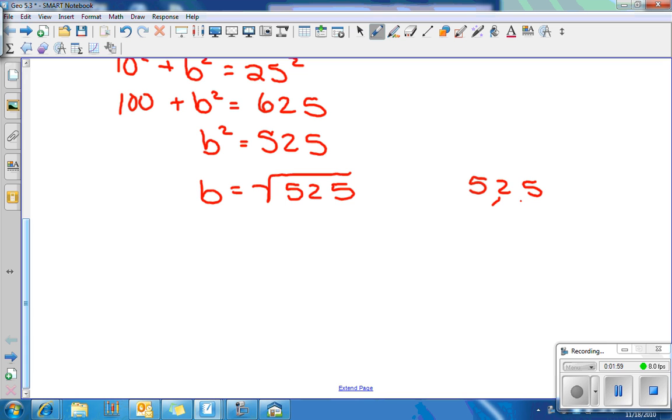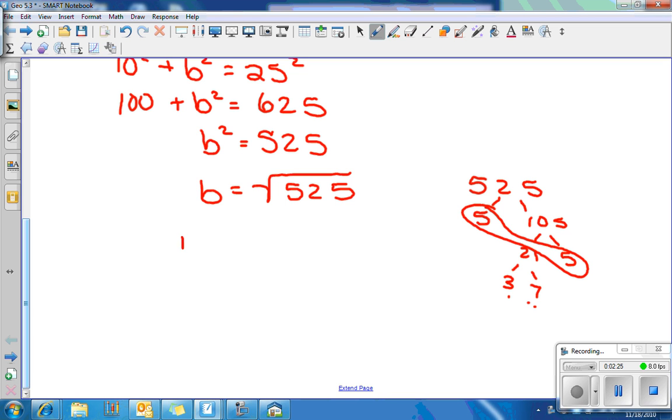So 525, I can take out a 5, and I'm left with 105. Well, again, it ends with a 5, so I can take out another 5. By dividing by 5, I get 21 and 5. And factors of 21 are 3 and 7, right? So I'm at the end of my little tree. I've got two 5s that I can group together, and I've got two numbers that are by themselves.